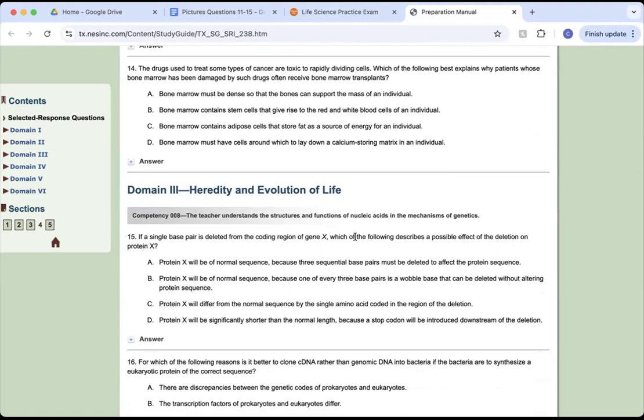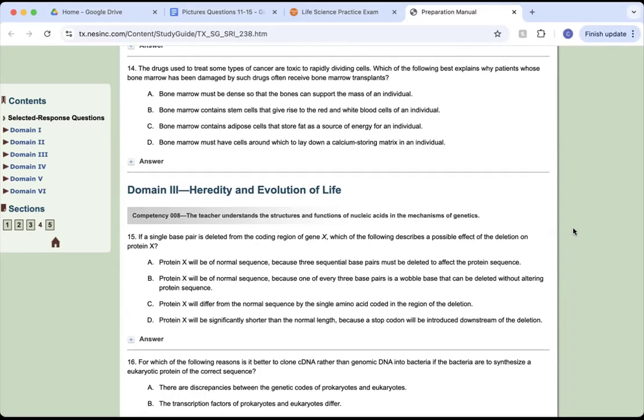All right, so let's look at 14. 14 says the drugs used to treat some types of cancers are toxic to rapidly dividing cells. Which of the following best explains why patients whose bone marrow has been damaged by such drugs often have to receive a bone marrow transplant? So we're going to switch it up here. We're going to actually talk about the correct answer first.